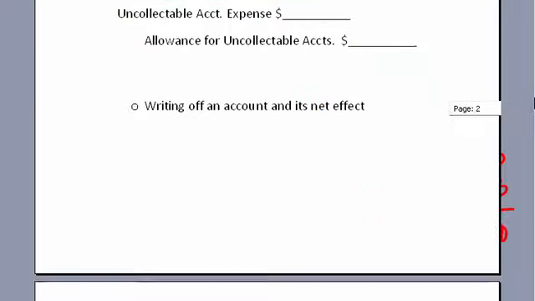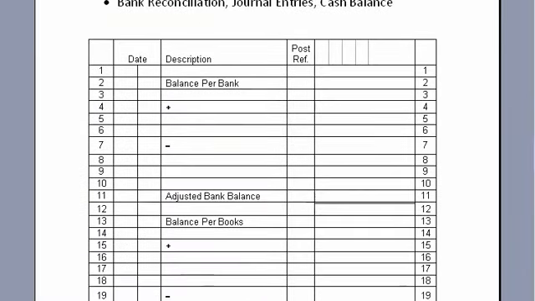All right? The next topic then is a bank reconciliation.